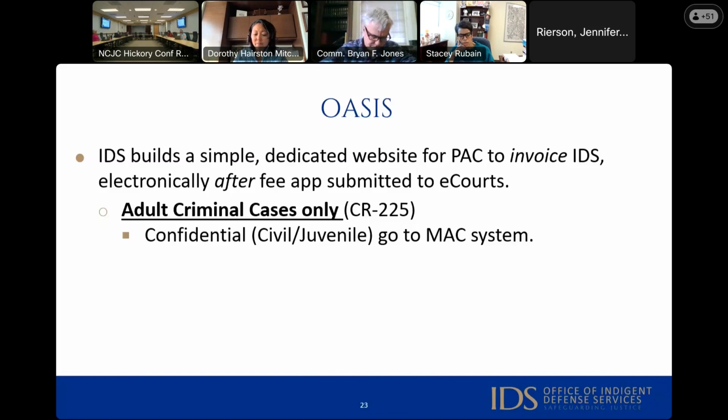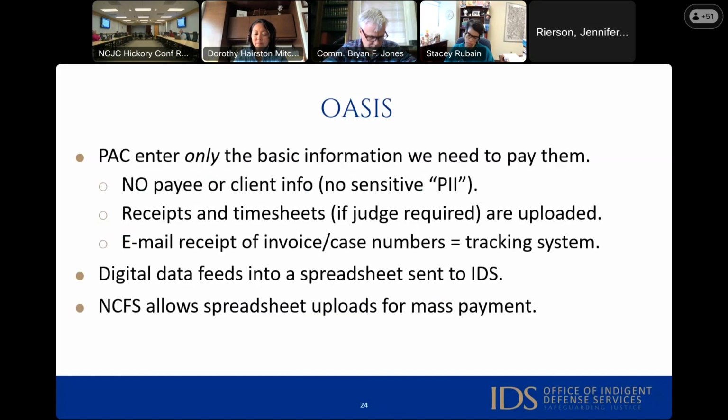Confidential cases like parent defense and juvenile are not compatible right now with OASIS, and for the time being, these cases will still be paid by FIAP. However, we are exploring moving these attorneys into the MAC contractor program to expedite payments to them and fix the problem for them. PAC will enter only the basic information that we need to pay them. There is no sensitive payee or client information.